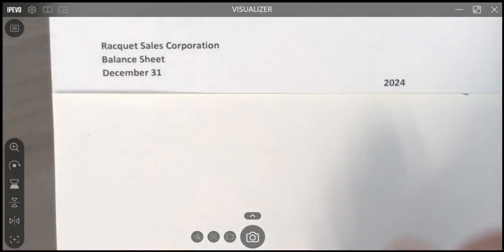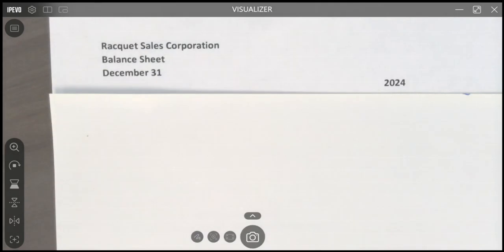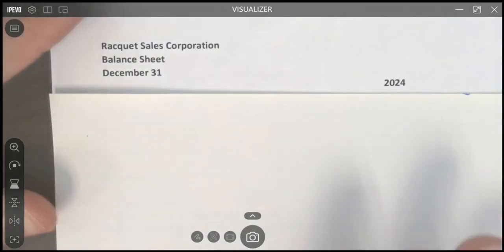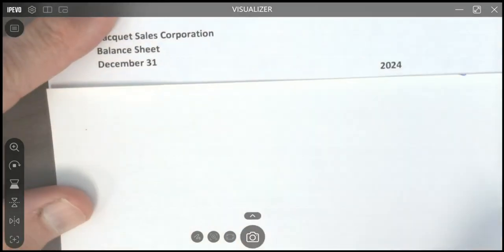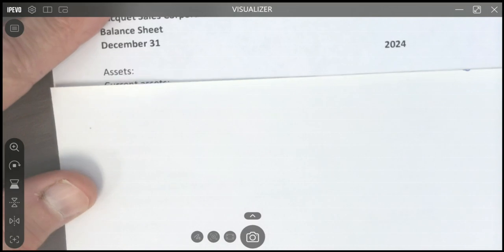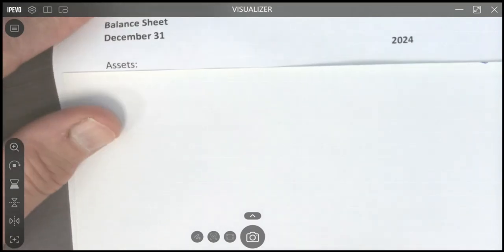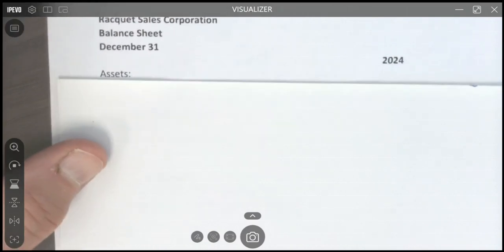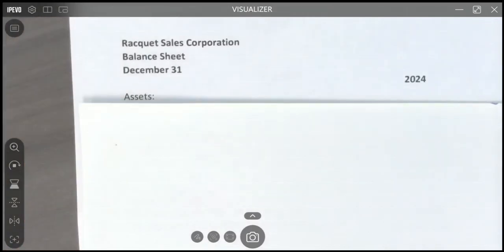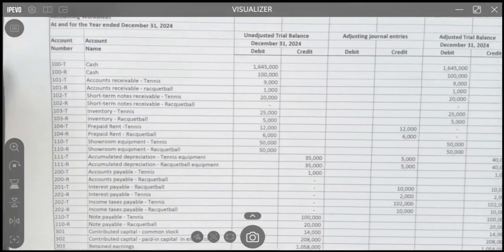In the real world, it's likely just the previous tab in this Microsoft Excel group of accounting worksheet tabs. All right. And so when we start, we start with the assets of the company at the top of the balance sheet. All right. And so that brings us to our worksheet.